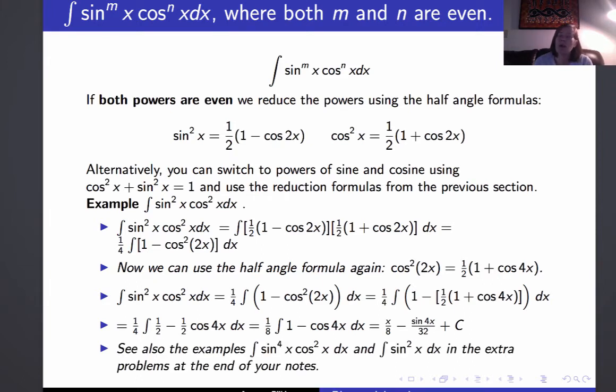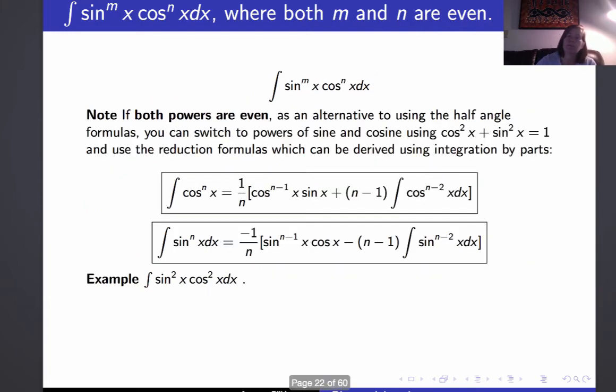Now you also have some extra examples in your notes which you'll probably see on some quizzes, and in these cases you can use these half-angle formulas when you're working through them.